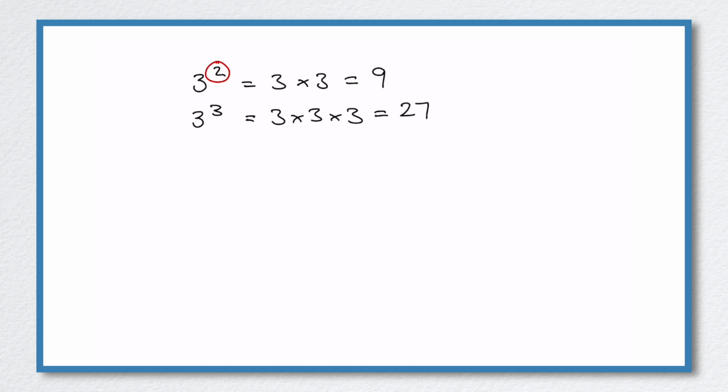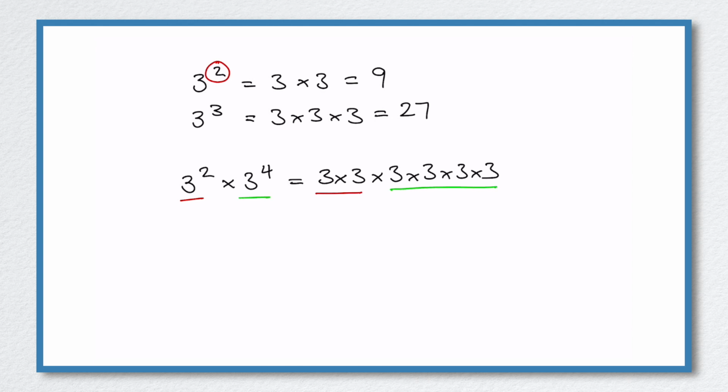So the first one I want to look at is, say if we had 3 to the power of 2 multiplied by 3 to the power of 4. Well, what we then have is, 3 to the power of 2 is 3 multiplied by 3. And then we have 3 to the power of 4, which is 3 times 3 times 3 times 3. So that bit is that bit there, and that bit is that bit there. And the answer is 3 to the power of 6, 3 times 3 times 3 times 3 times 3 times 3.